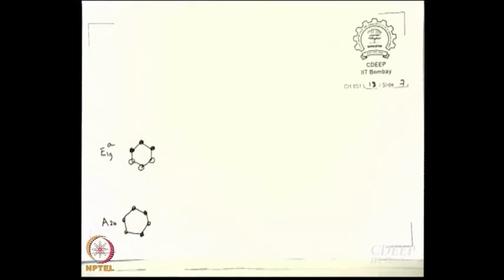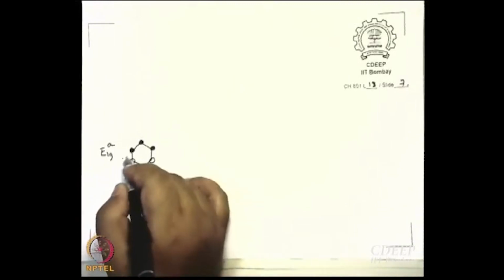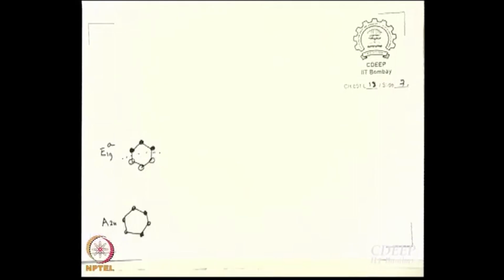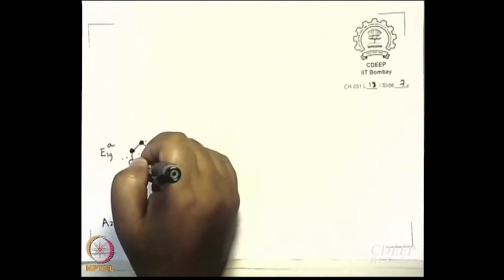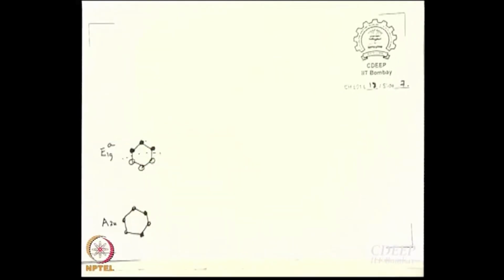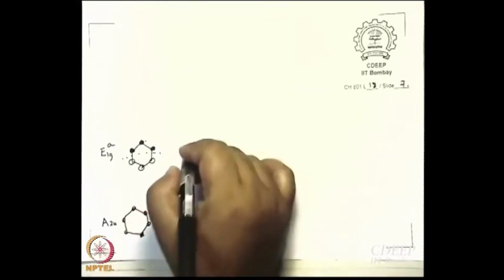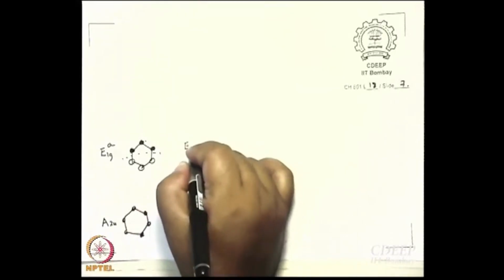How many nodes? And these orbitals are bigger than this. Sometimes you see that diagram also, right? The orbitals are drawn bigger, one is big, one is small, this is what it means. Got it? So, what is your E1g B?